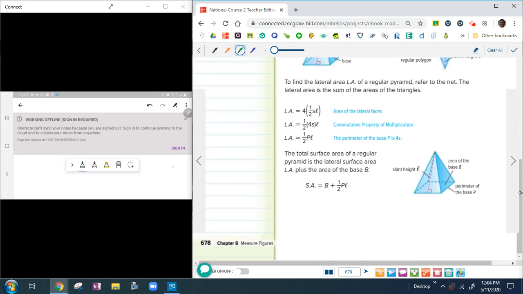Here's just another explanation, and you can read through that. Let's get some practice going.